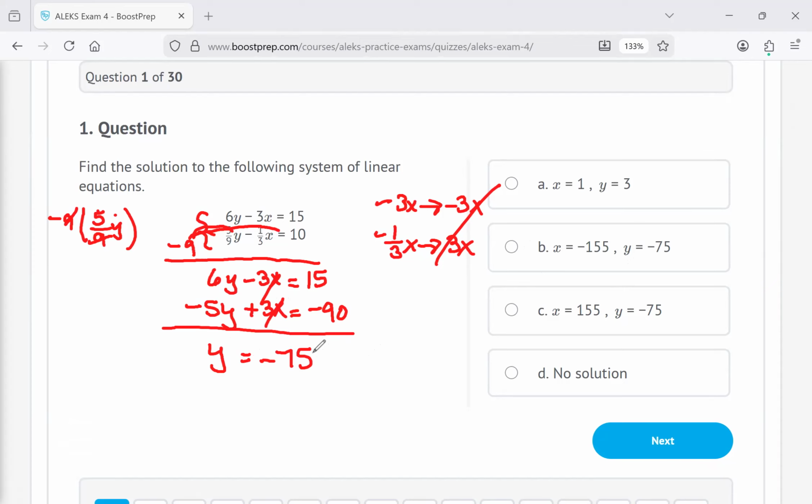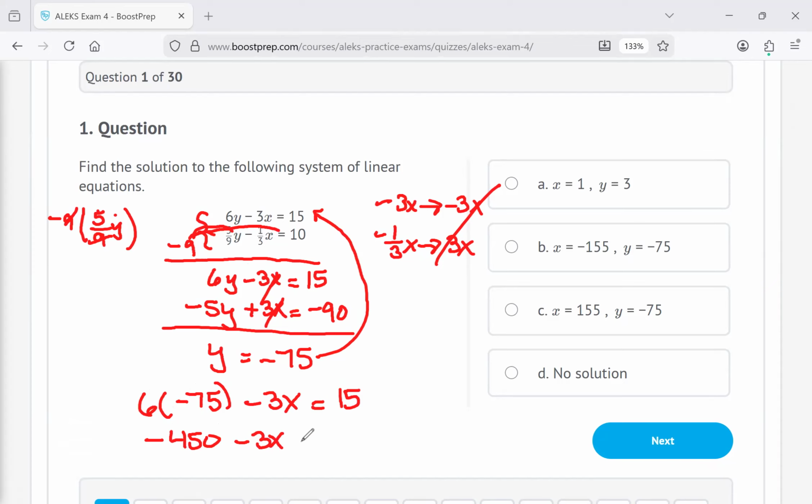What I'll do is substitute y back into the original first equation. We could also do it in the second one, but I think the first one is just easier. So it's 6 times y, which is -75, minus 3x equals 15. 6 times -75 is -450. Minus 3x equals 15. Add 450.